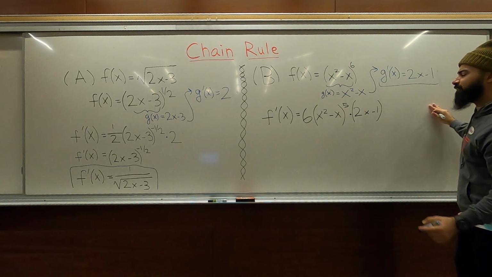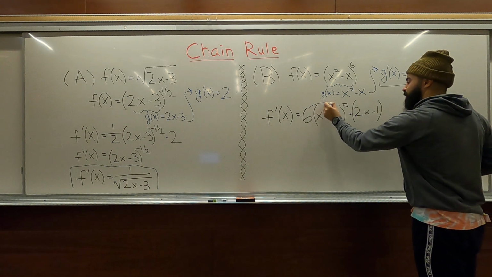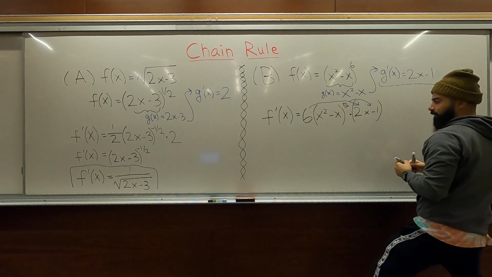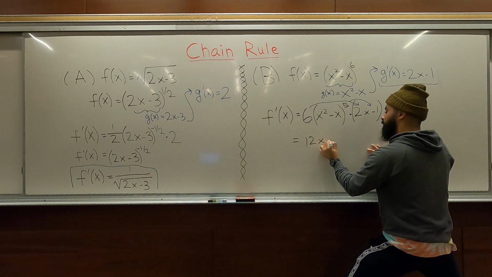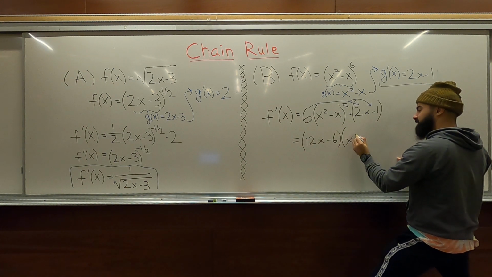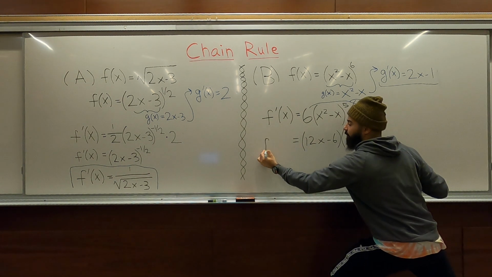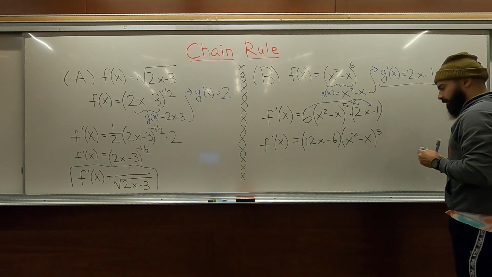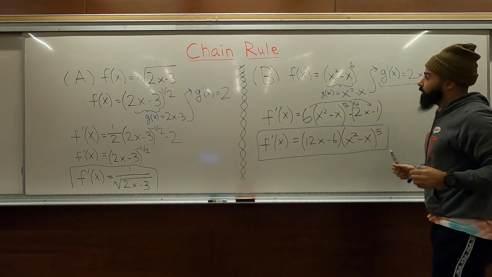Okay? And to finish it off, if it helps you sleep better at night, you could go ahead and distribute the 6 through here. And we would have 12x minus 6 in parentheses, x squared minus x to the 5th power as the derivative for b. And that is the chain rule.